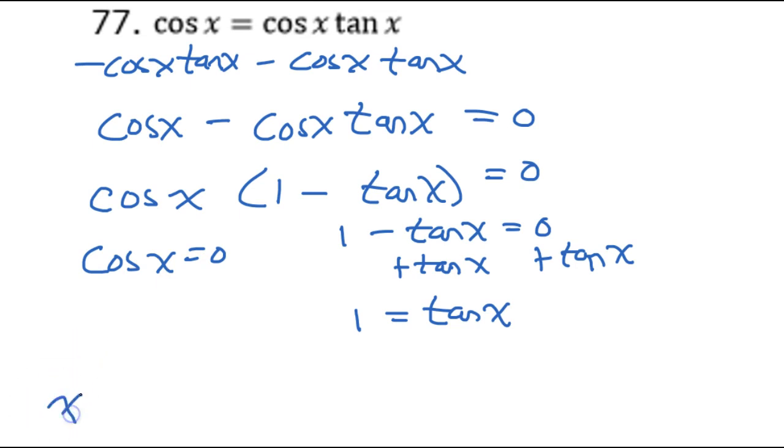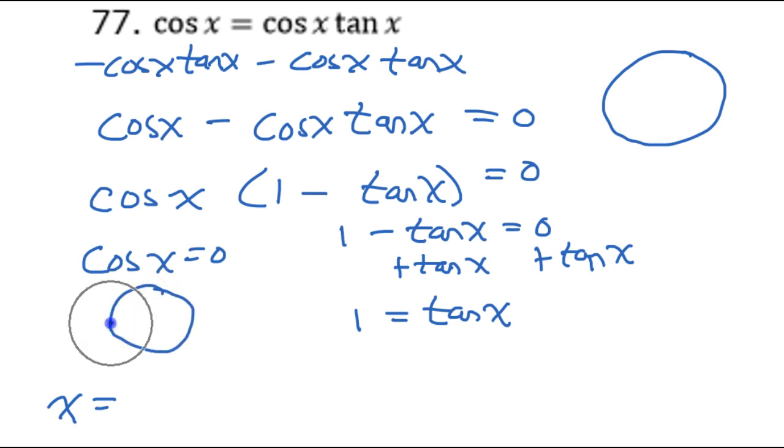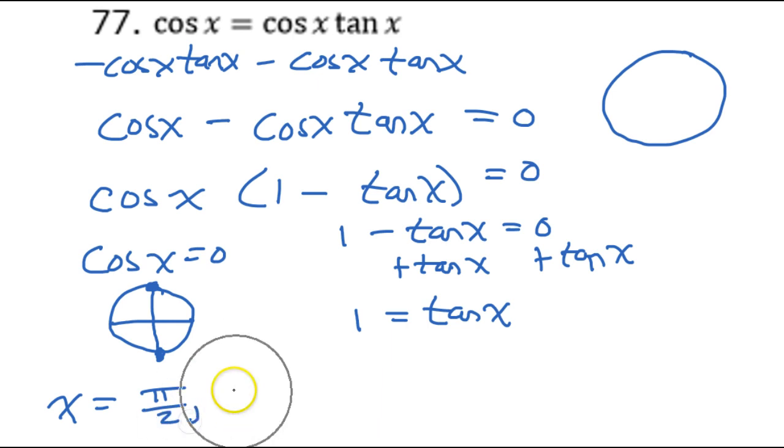So, looking at the fact that cosine of x equals 0, what angle has a cosine of 0? Well, you know what, maybe I'll just draw it right here. Here's a little tiny unit circle. All right, cosine is an x value. So the x values are 0 here and here on the unit circle. So that's why I have pi over 2 and 3 pi over 2.